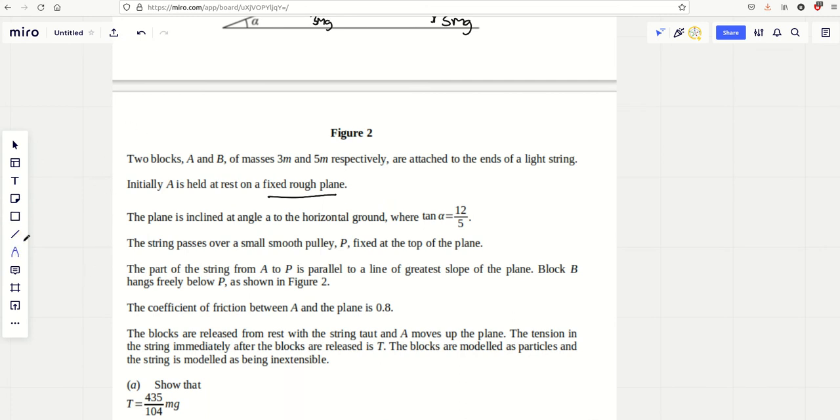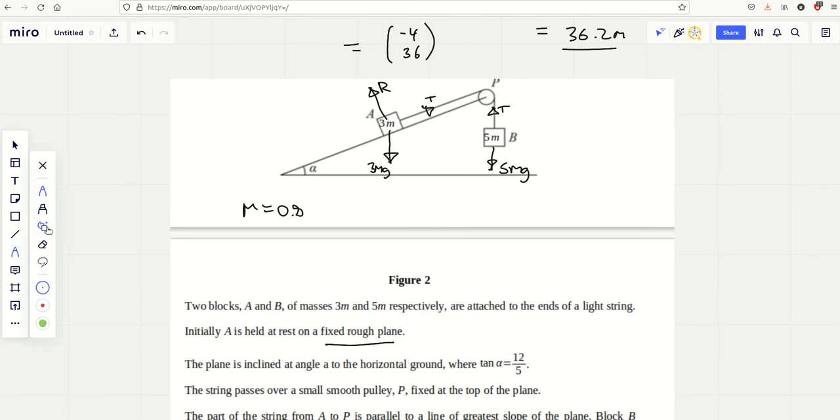Mu is 0.8. Let me write that down somewhere. The block is released from rest and A moves up the plane. So friction is going to be going down the plane. You know, I'm always interested, which way should I put friction? If it's traveling in that direction, friction is going to be opposing the direction of motion, and it will be a maximum as well. Don't forget to do your little angle here.